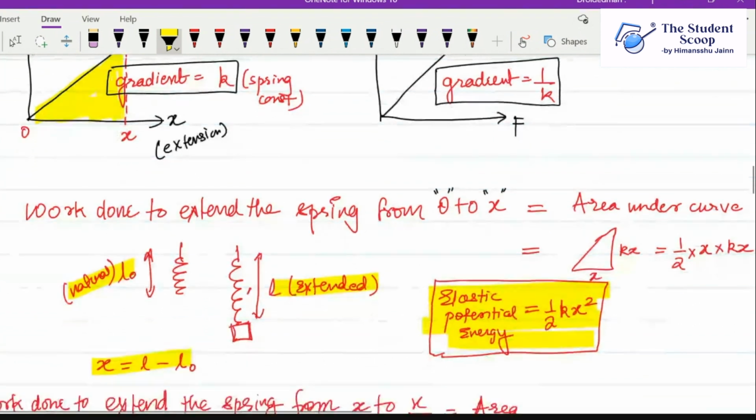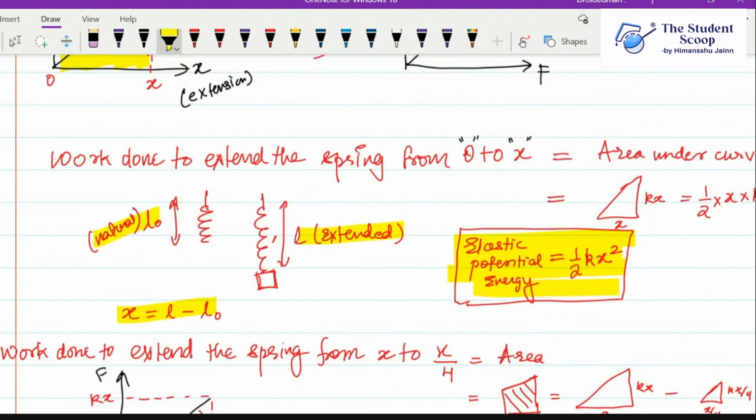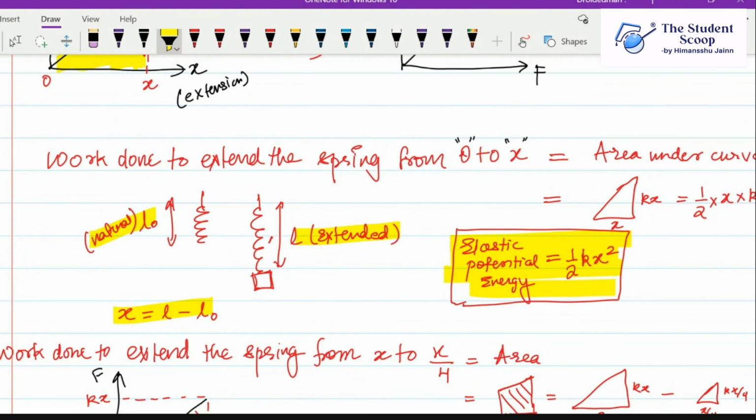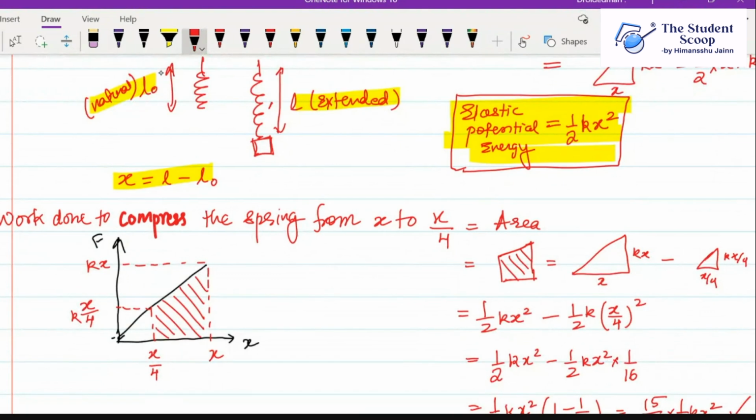Now, what if I ask you what will be the work done to extend a spring from x to x by 4? So basically, we are not extending, but rather reducing or compressing it. So what if this was compression? Okay. So from x to x by 4, how much will be the work done? In that case, we need to take the area. Which area we will take?